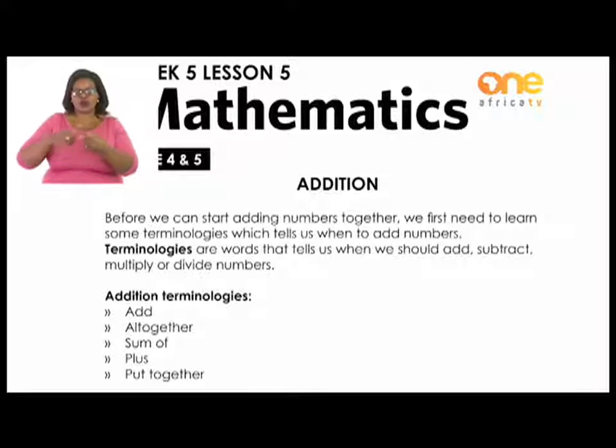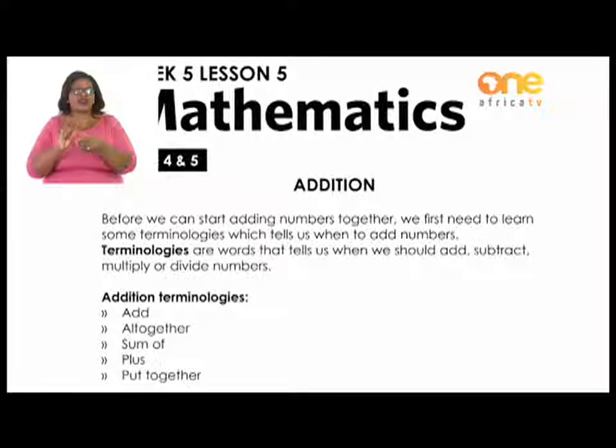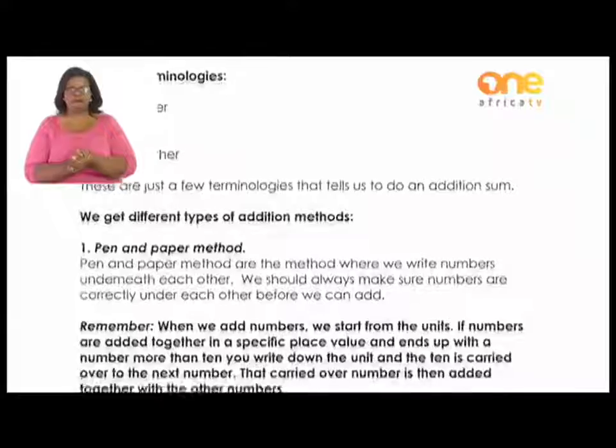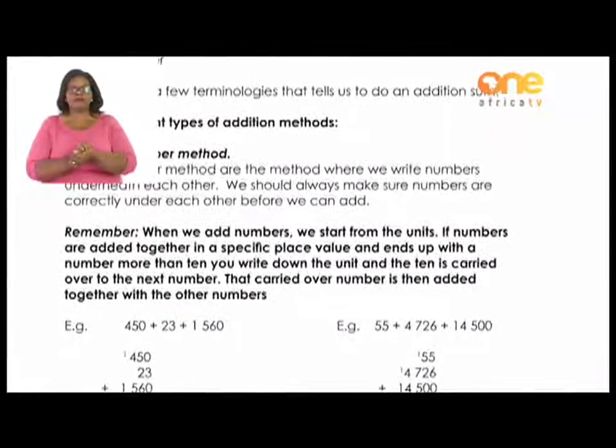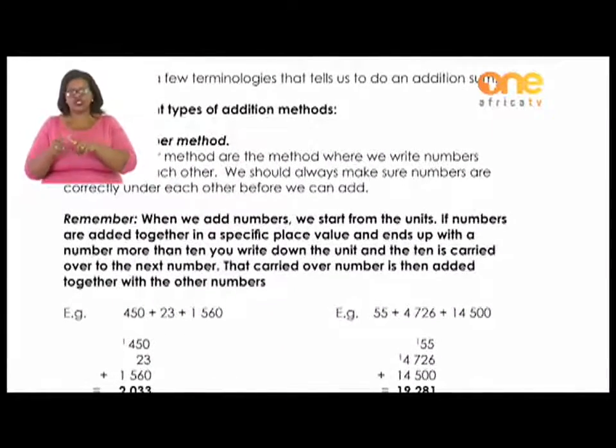Now, let's have a look at addition terminologies. Add, all together, sum of, plus, put together. And these are just a few of the terminologies that tell us when we should do an addition sum. Now let's start. We get different types of addition methods. Our first type is our pen and paper mode. Now pen and paper mode is the method where we write numbers underneath each other.